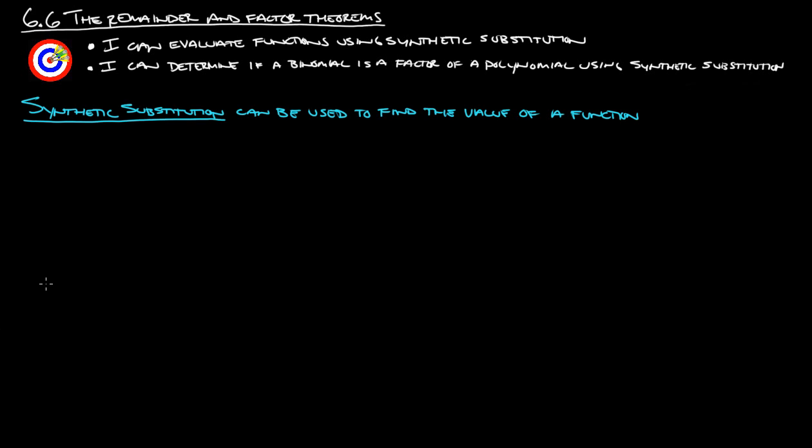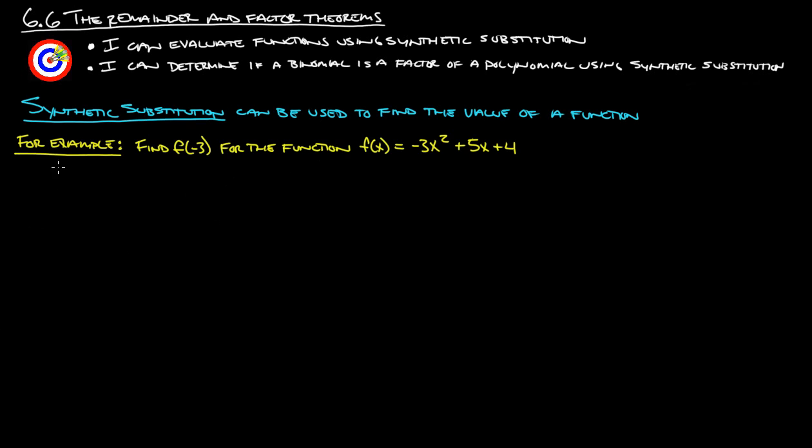Let's talk about synthetic substitution. Now, you've done synthetic division before, and synthetic substitution is essentially the same thing, and we can use this to find the value of a function. All right, now we're used to finding the value of a function by just regular old substitution. For example, find f of negative 3 for the function f of x equals negative 3x squared plus 5x plus 4.